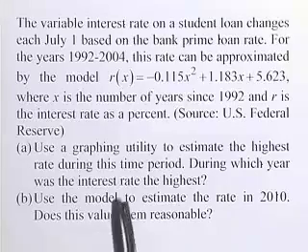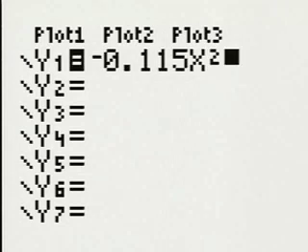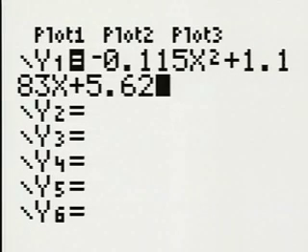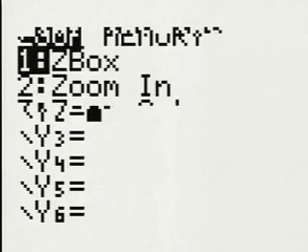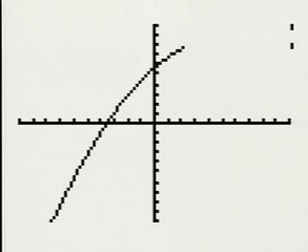So to begin with, we need to enter our model into our graphing calculator in y1. So we'll go to our y equal to screen and we'll enter negative 0.115x squared plus 1.183x plus 5.623. And we need to graph that. Let's go ahead and start with a standard window just to get an idea of what's going on.